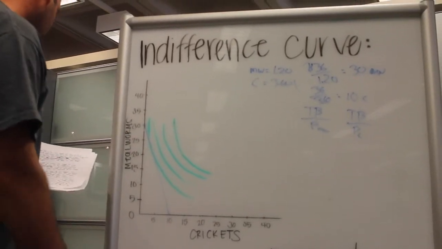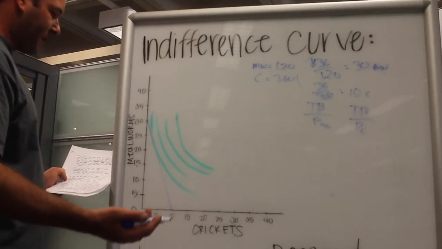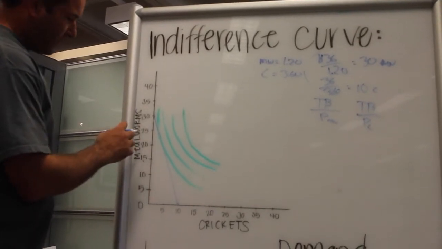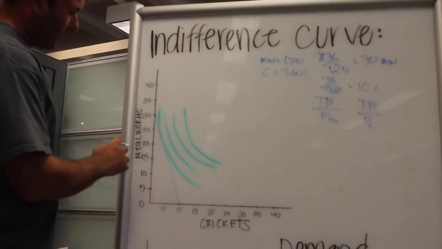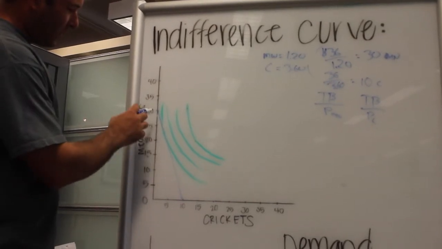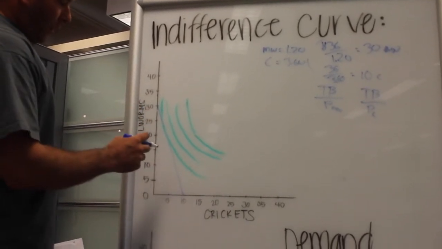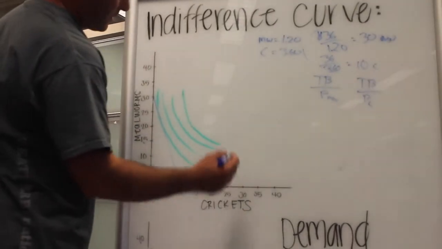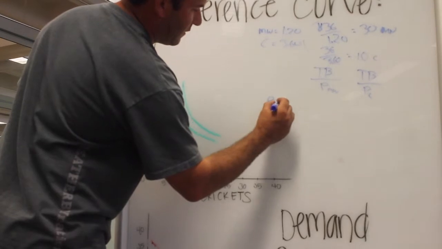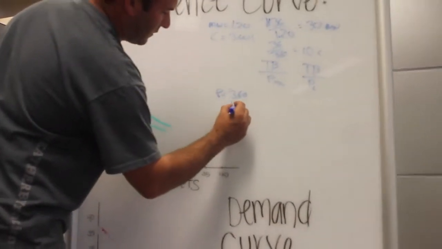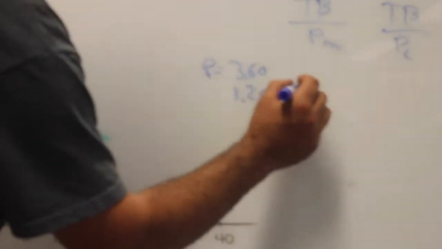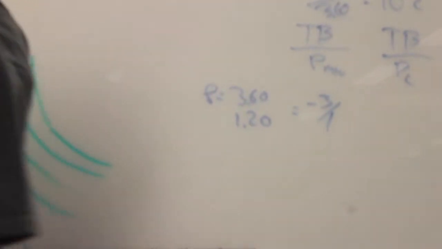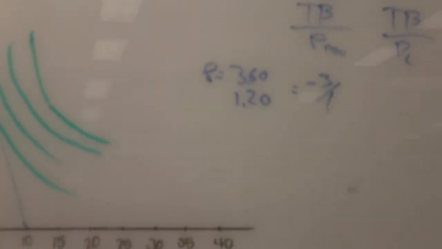We can use the slope of our line to better understand trade-offs as prices change. With an initial price of $3.60 for crickets and $1.20 for mealworms, we can buy 30 and 10. So using simple math, we can determine our slope for the price of $3.60 and $1.20 is going to be -3/1.